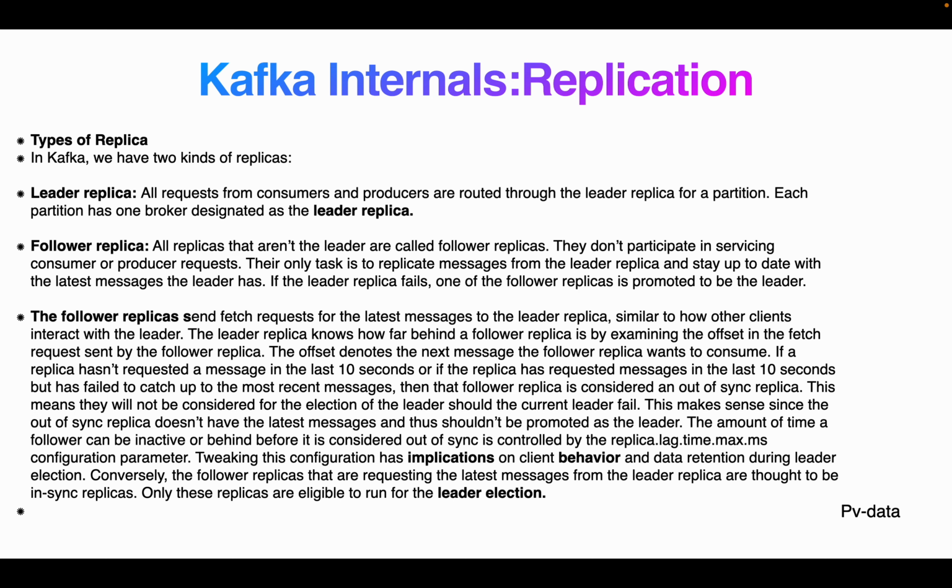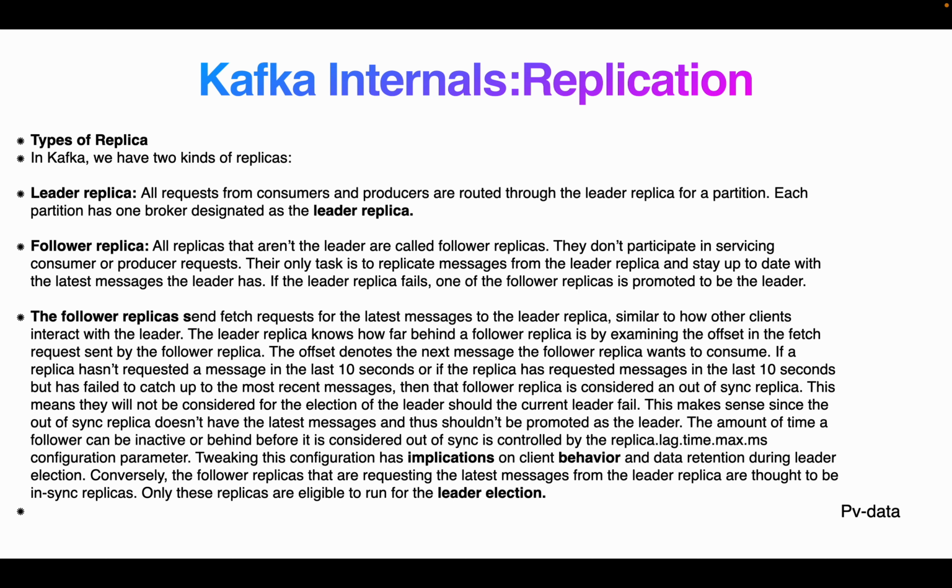The follower replica sends fetch requests for the latest messages to the leader replica, similar to how other clients interact with the leader. The leader replica knows how far behind the follower replica is by examining the offset in a fetch request sent by the follower replica. The offset denotes the next message the follower replica wants to consume.